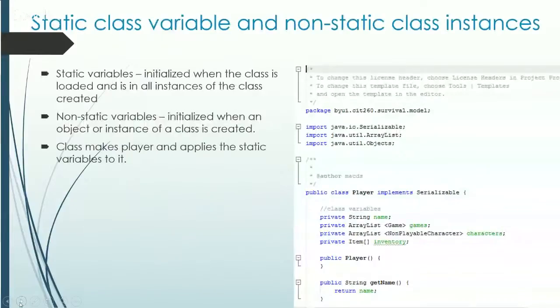So starting out, let's talk about static class variables and non-static class instances. A static class variable is initialized when the class is loaded and is in all instances of the class that's created. So for an example here, we have our player class and we have the different elements that are going to be initialized with every instance of this player class here. A non-static variable is initialized when an object or an instance of a class is created. So the class makes the player and applies the static variables to it. This is just that example that I was showing before.